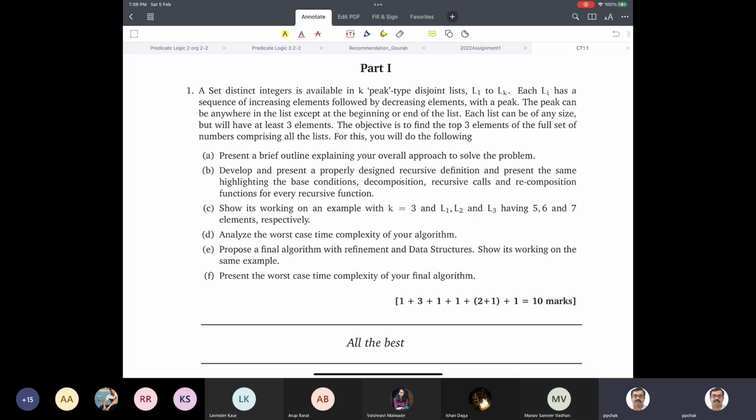Yes, sir. So if there are k lists, you can find it in how much time? Log of n1 plus log of n2 plus log of n3, etc. So in the worst case, because the lists may be skewed, it will be order of what? K log n? If all the lists are of equal size, and there are k of them, each is of size n by k, then you will get n by k log of n by k. So you will get k log n by k, isn't it?